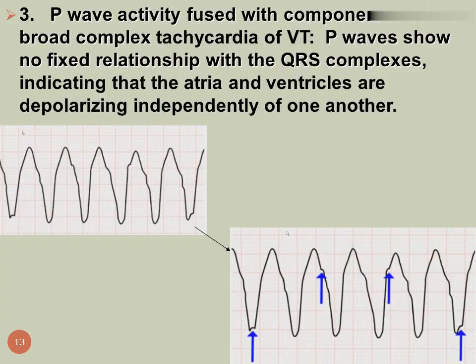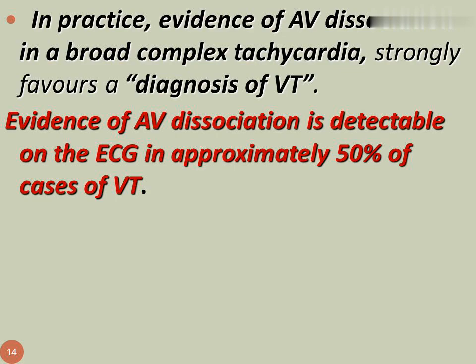3. P-wave activity fused with components of the broad complex tachycardia, VT. P waves show no fixed relationship with the QRS complexes, indicating that the atria and ventricles are depolarizing independently of one another. In practice, evidence of AV dissociation in a broad complex tachycardia strongly favors a diagnosis of VT. Evidence of AV dissociation is detectable on the ECG in approximately 50% of cases of VT.